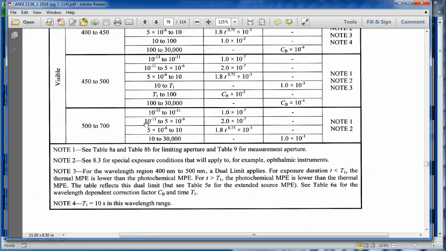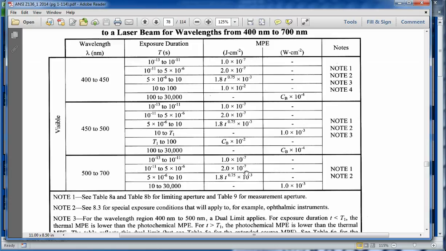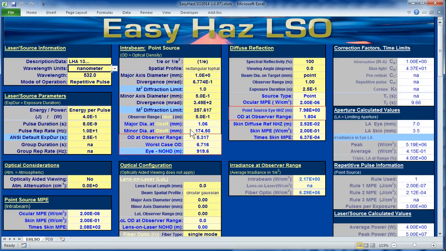And we'll notice that from 10 picoseconds to 5 microseconds, the MPE is constant. It's 2 times 10 to the minus 7th joules per square centimeter. So whether we used the time duration between two pulses, in other words, if we fire both of these pulses and they're separated, let's say, by 500 nanoseconds, whether we use 500 nanoseconds or we use 8 nanoseconds, the MPE is the same. That's the reason we can combine the energies and just use the pulse duration of the single pulse. Okay, so now let's get back to our hazard analysis.